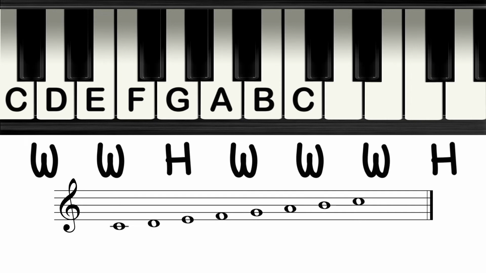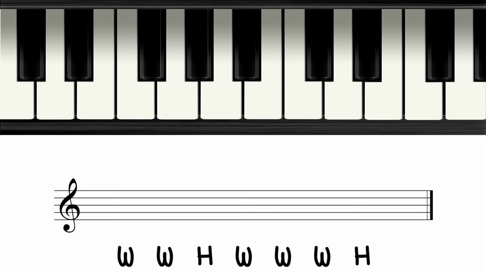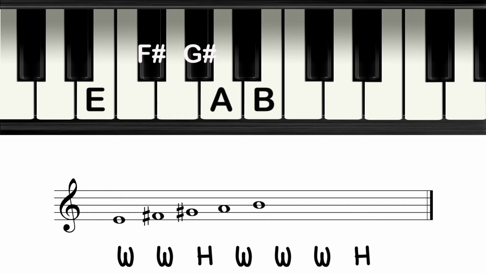This pattern of whole steps and half steps in the major scale can be moved to any start note. Let us start on E. To have a whole step, we have to use F sharp. Another whole step brings us to G sharp. A half step is A natural. Now the next 3 whole steps are B natural, C sharp, and D sharp, and a half step which brings us back to E.